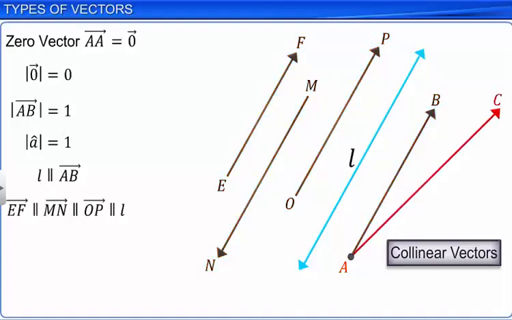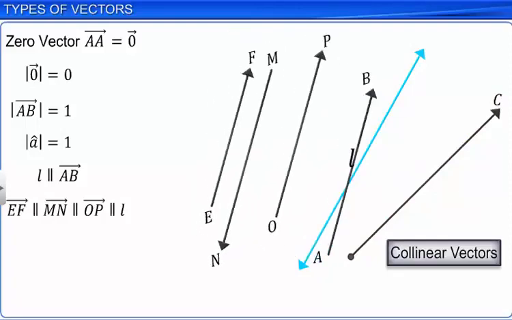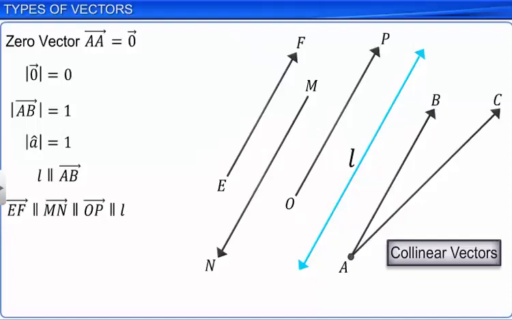Since vector AC is not parallel to line L, it is not collinear to the other vectors shown here. Observe that collinear vectors may have different magnitudes. Also note that collinear vectors may have opposite directions.